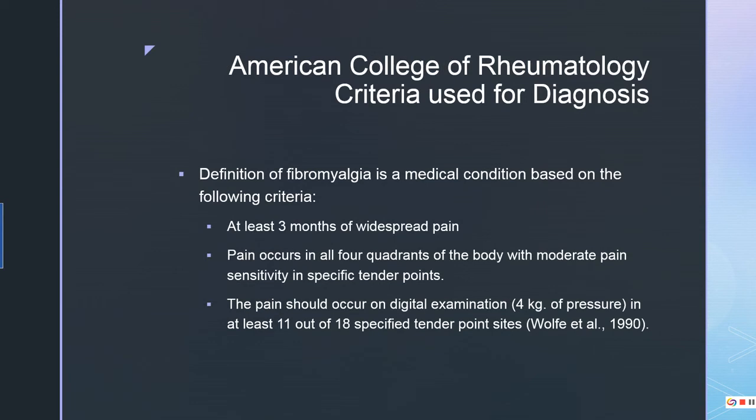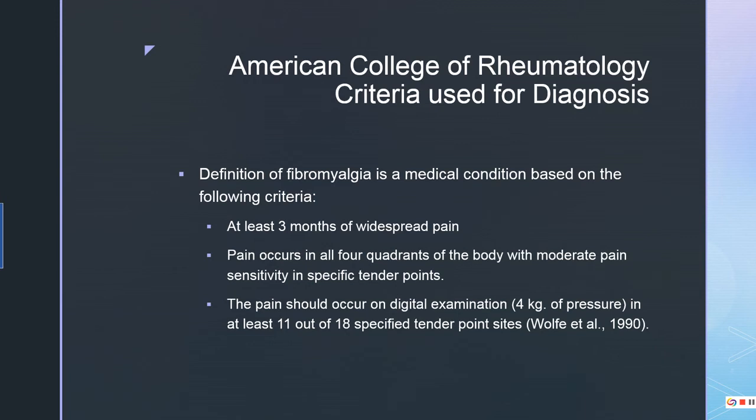The definition of fibromyalgia, according to the 1990 American College of Rheumatology, or ACR, is a medical condition based upon criteria which included at least 3 months of widespread pain. This pain occurs in all 4 quadrants of the body, with moderate pain sensitivity in the following tender points: occiput, low cervical, trapezius, supraspinatus, second rib, lateral epicondyle, gluteal, greater trochanter, and knee.